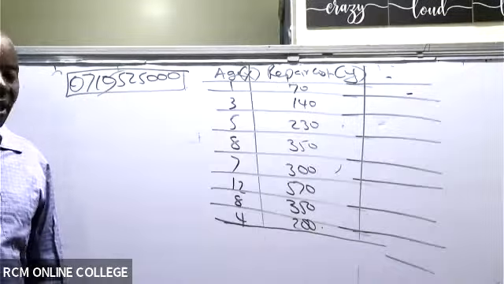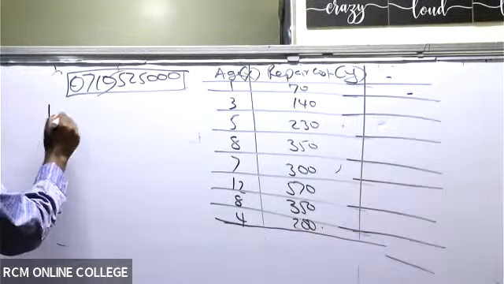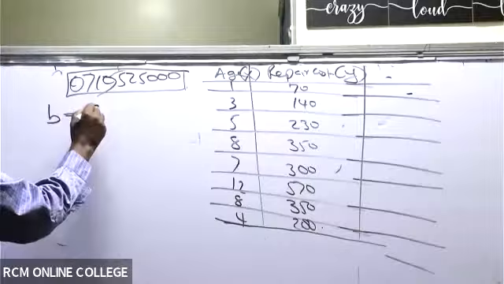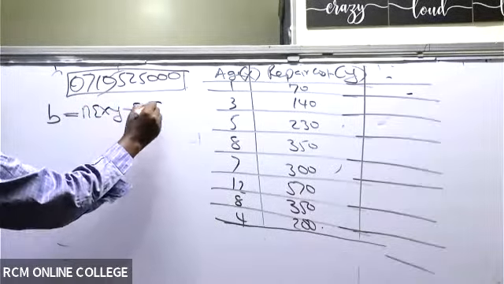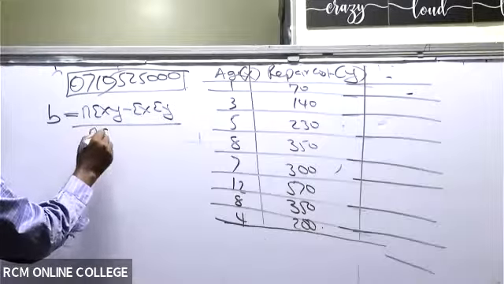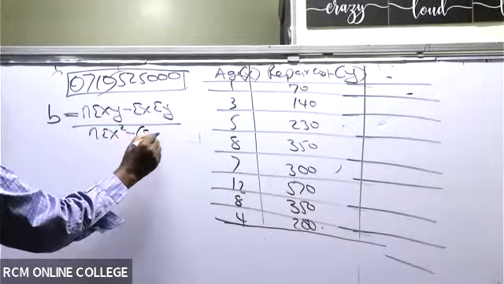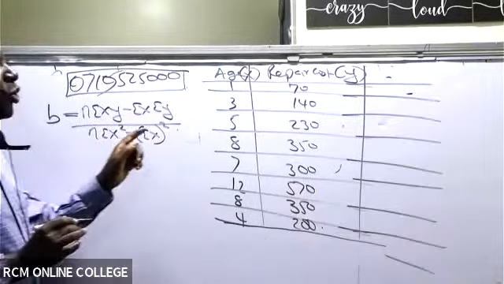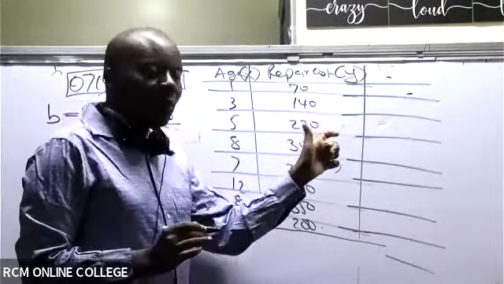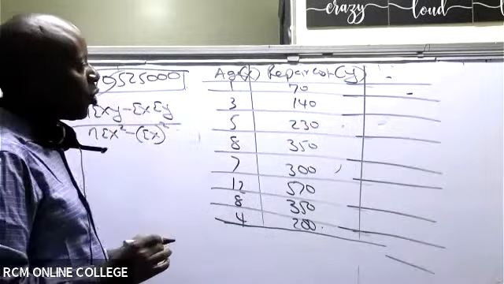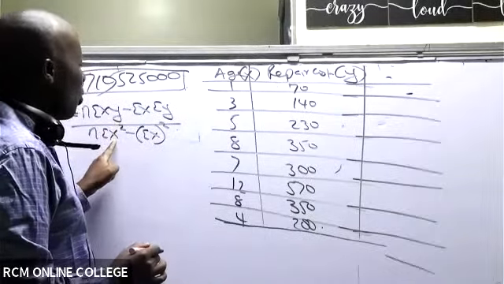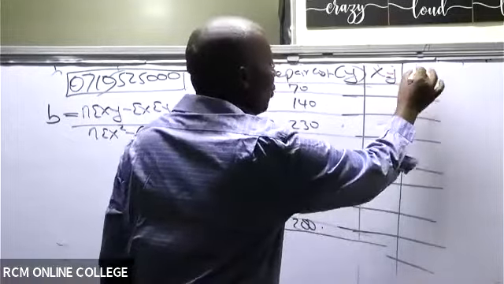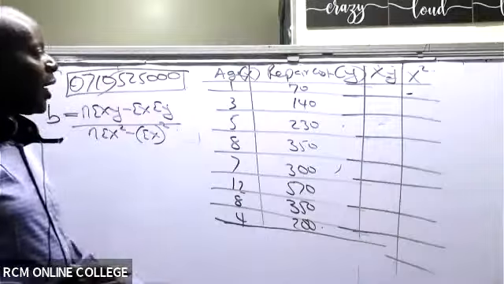So remember, what are we doing? We want to get the value of B. Because they have asked us to give them the regression equation, to get B, we normally take n sum of xy minus sum of x sum of y, all over n sum of x squared minus bracket sum of x squared. You must cram that formula. So you must introduce two additional columns: a column for xy and a column for x squared. So xy means you're multiplying.